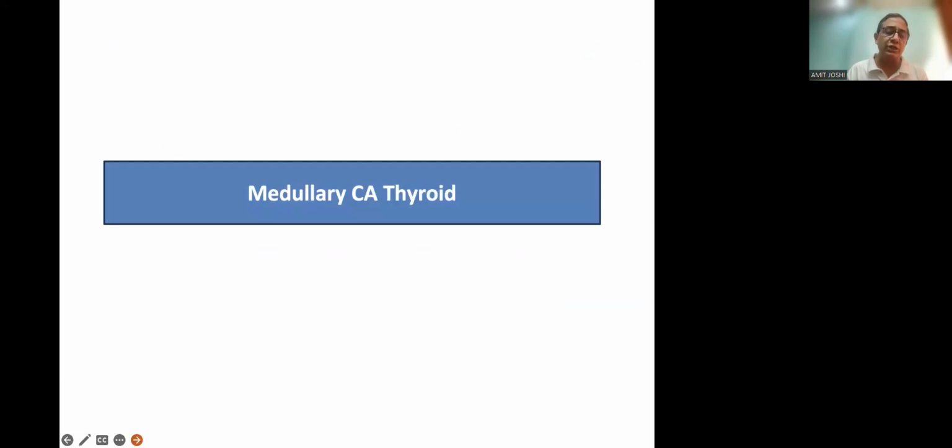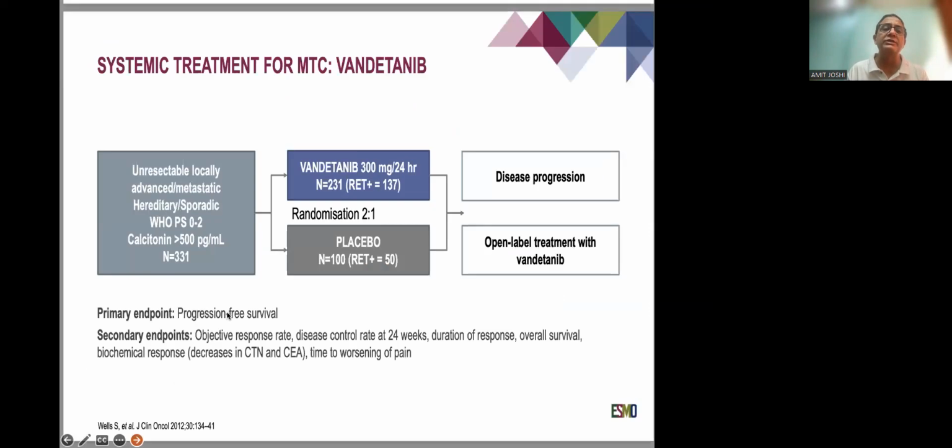Similarly, for metastatic medullary thyroid cancer, we all know that unfortunately, compared to differentiated thyroid cancer, medullary thyroid cancer has more propensity to metastasize. So this was the study in patients with unresectable, locally advanced or metastatic hereditary or sporadic MTC with a good PS. There was as such no standard treatment for these patients. People used to give chemotherapy, but as I told you, the response to chemotherapy is very dismal.